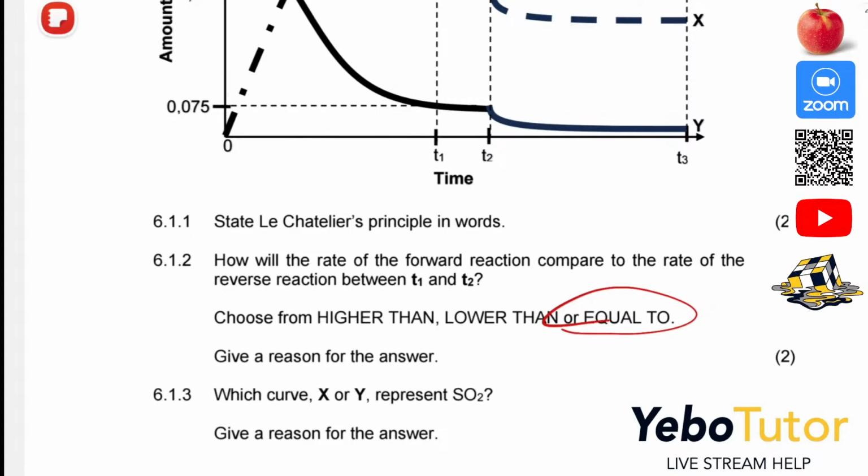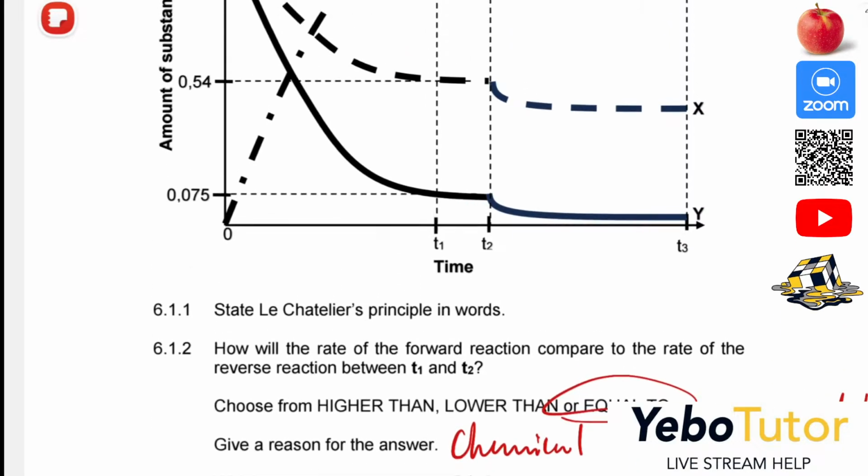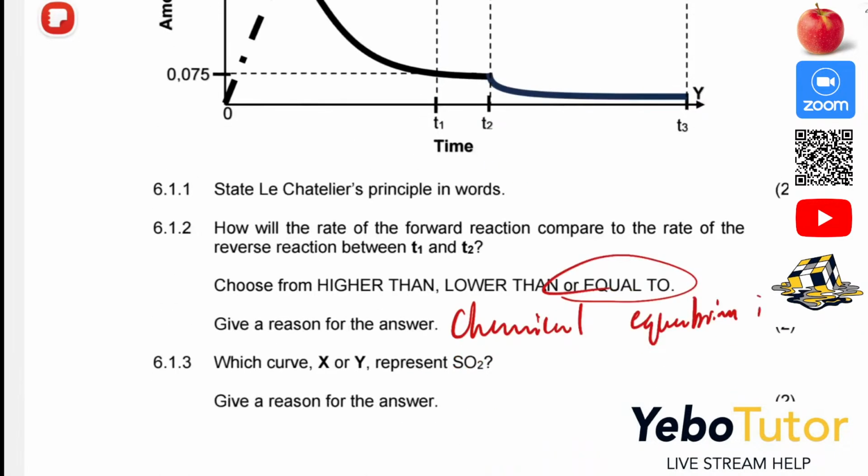And what's the reason? Because we can see that chemical equilibrium is reached. That's why they are equal. As you can also see, the forward and the reverse rates are literally equal to each other. There you can see that at T1 and T2. Why? Because the chemical equilibrium has been reached.